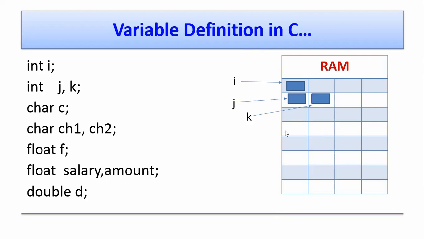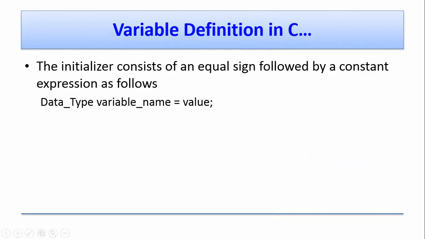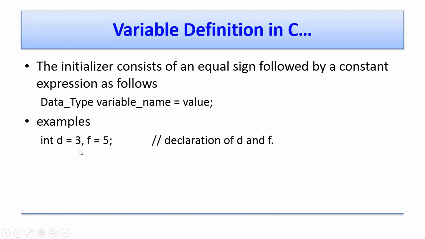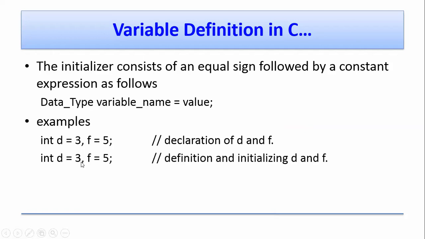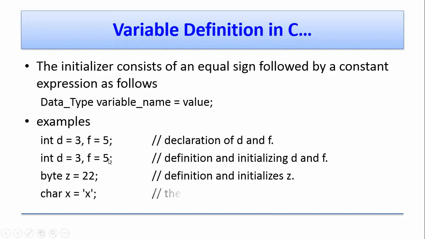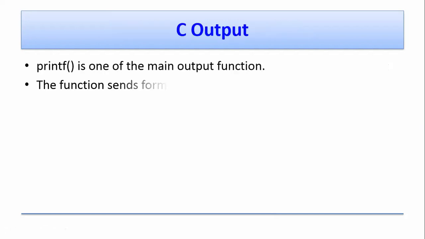Then later on, we can store values within this storage, like this. We can define the variable name like this: int D, then we can store 3 within D and 5 within F. So here we declare D and F with the values, like this.